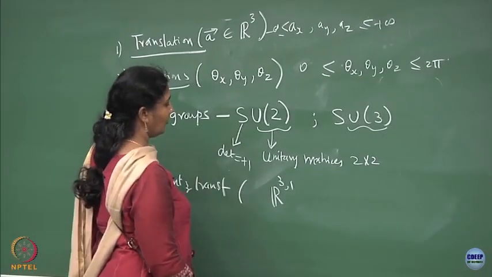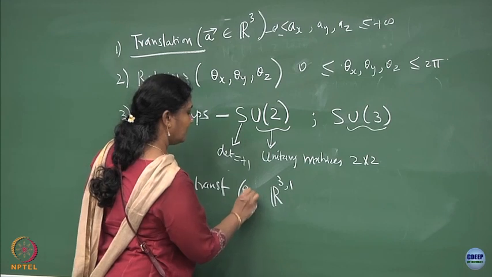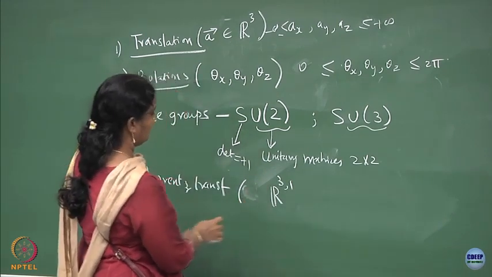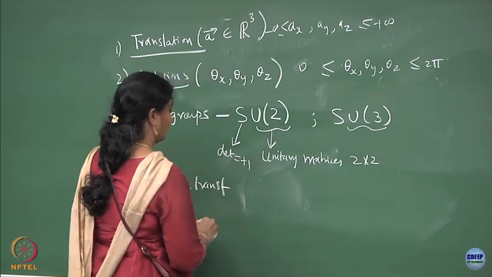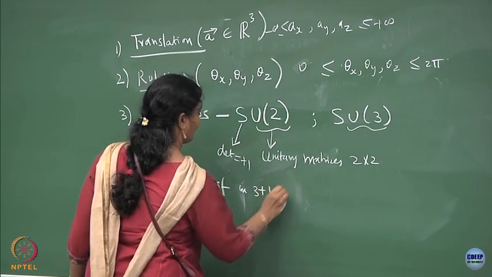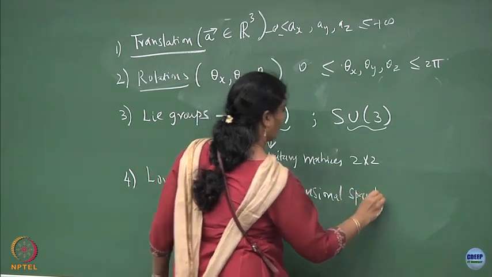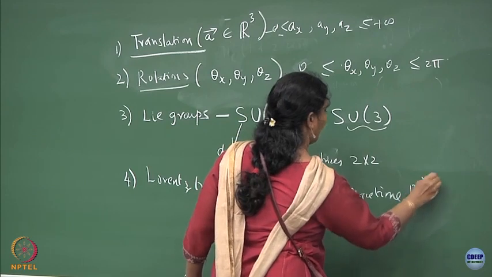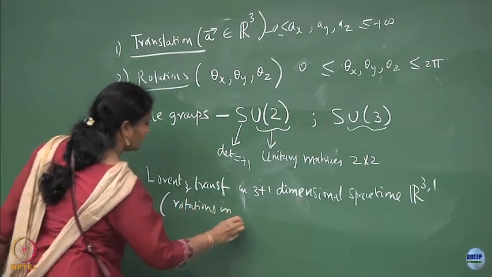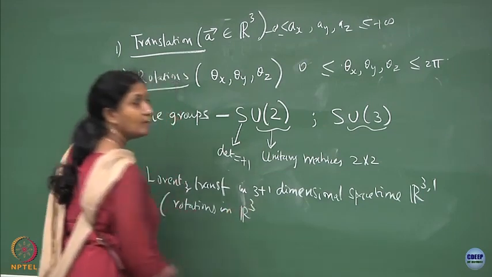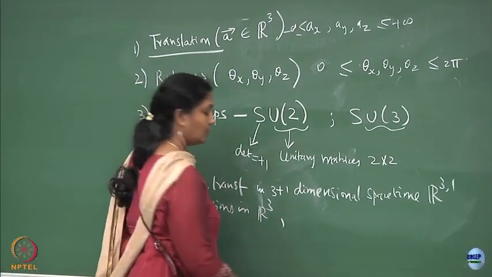So, the Lorentz transformation will also involve various parameters. What are the parameters you will have? You will have rotations in, so let me write it. Space time which we call as 3 comma 1. So, this will include rotations in R3, right. You will also have boosts.